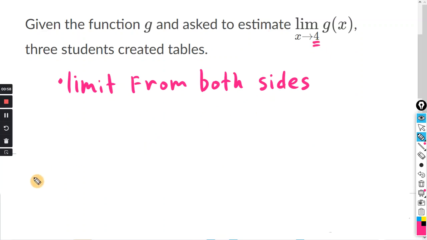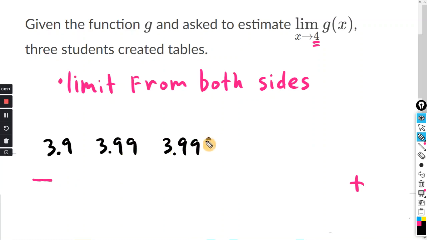So we're going to come from both the negative side and from the positive side. From the negative side, you would plug in something like 3.9 and then get closer and closer to 4, like 3.99 and 3.999. You're doing this on the calculator or using a spreadsheet program, plugging in these values for x.